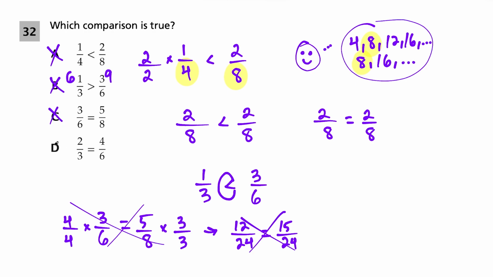So just by process of elimination, it has to be choice D. But let's see why. If I have 2/3 equals 4/6, what I could do is reduce the fraction on the right side. I divide the top and bottom by 2. Now I have 2/3 equals 4 divided by 2 is 2, and 6 divided by 2 is 3. 2/3 equals 2/3 is a true statement, so choice D is our answer.